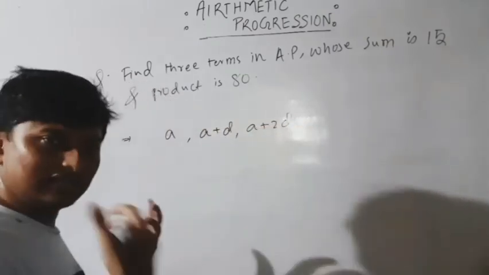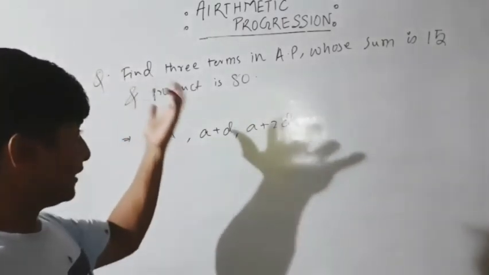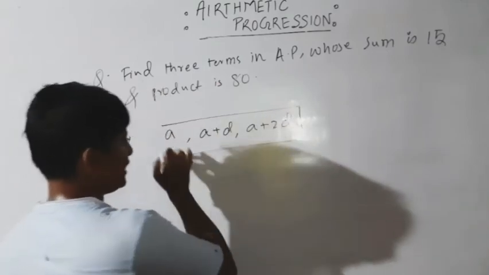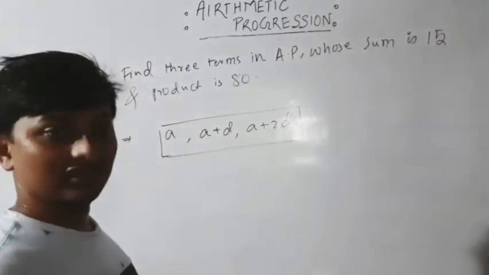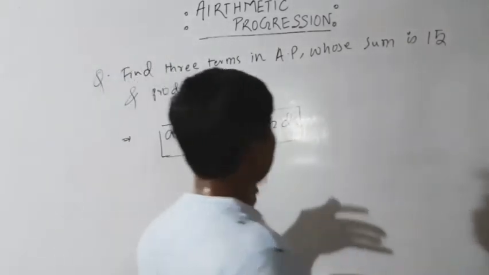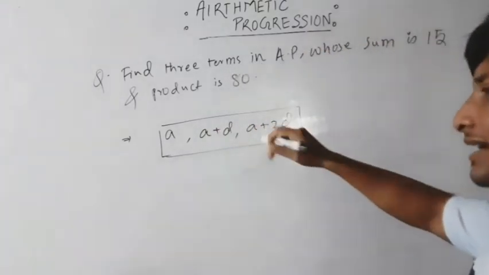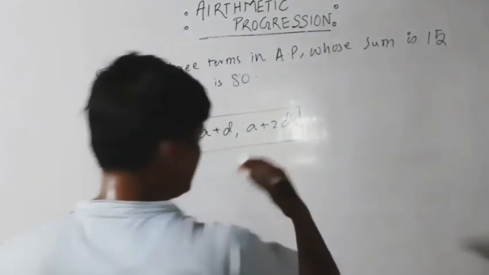So whenever they tell me to write three terms of an AP, we usually take these three terms: a, a plus d, and a plus 2d. These are the terms in an AP. But if I take these three numbers and try to do the sum, it will be a bit messy for us.